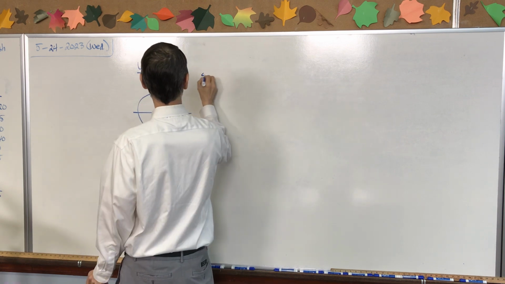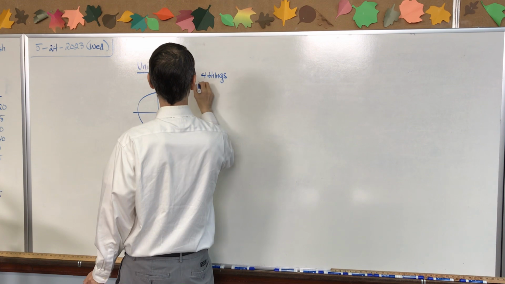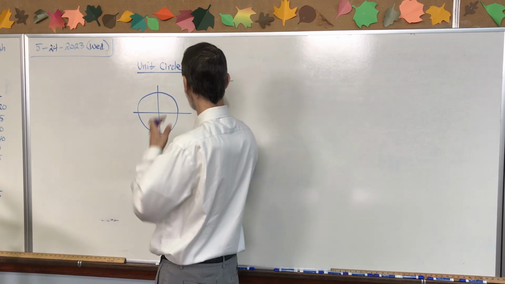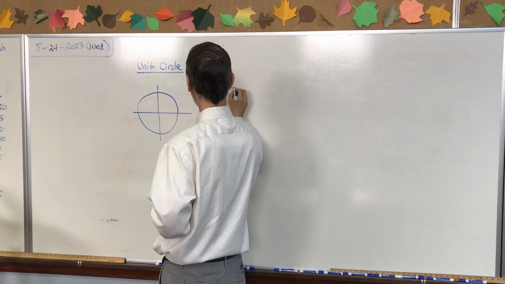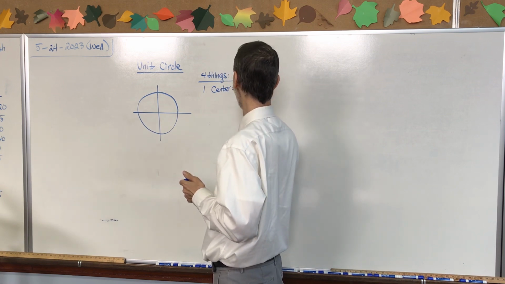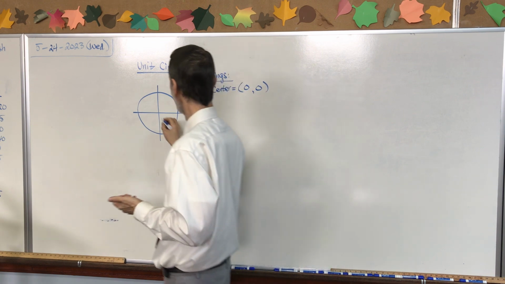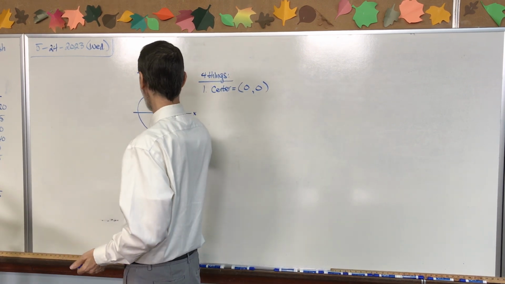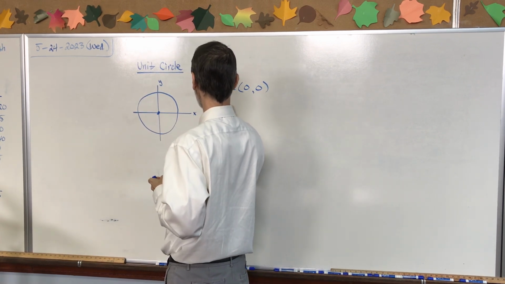There are 4 things you need to know about a unit circle. First is that the center is where? It's 0, 0. Very straightforward. This is the center of the circle, 0, 0. So here's the x-axis, here's the y-axis. Does anyone happen to remember how big the radius is?